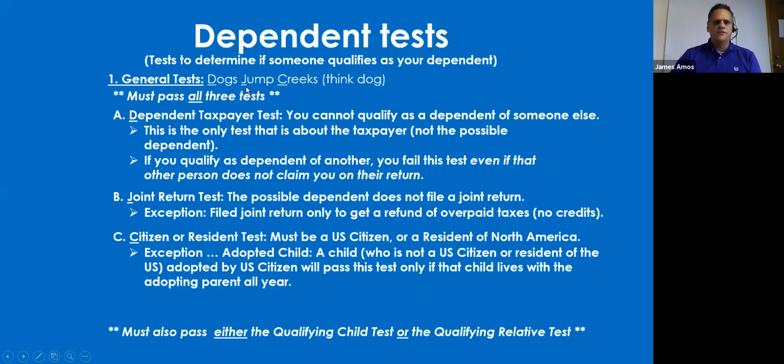D for dogs, J for jump, C for creeks. So dogs jump creeks. Dogs, D, stands for dependent, see the D there? Dependent taxpayer test. The J in jump stands for joint return test. Creeks, the C in creek stands for citizen or residence test.